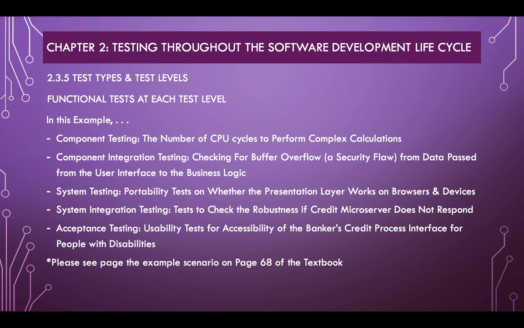The functional tests at each test level, in this example: the component testing is the number of CPU cycles to perform the complex calculations. The component integration testing, checking for buffer overflow, which is a security flaw, or data passed from the user interface to the business logic. System testing, portability tests on whether the presentation layer works on browsers and devices. System integration tests to check the robustness if the credit microservice does not respond. Acceptance testing is usability tests for accessibility of the banker's credit process for the interface of people with disabilities. And this one you can find on page 68.